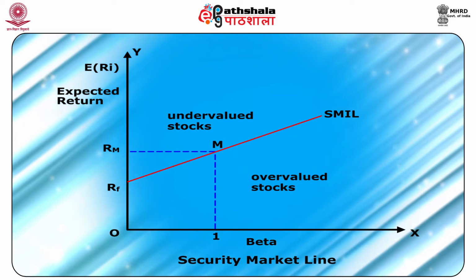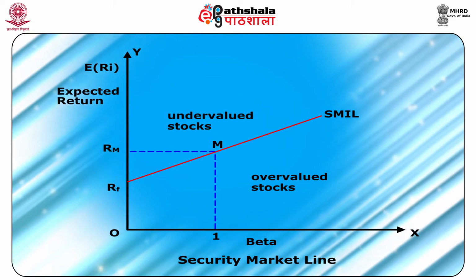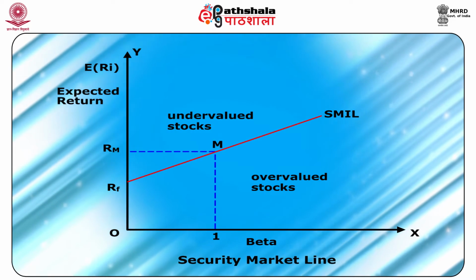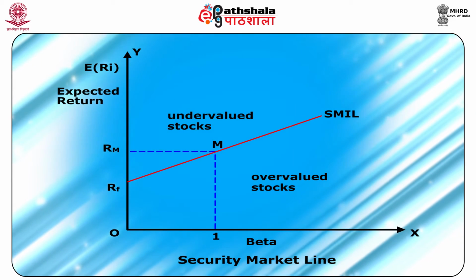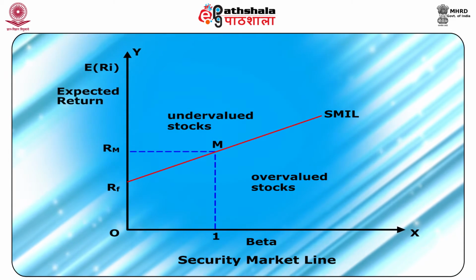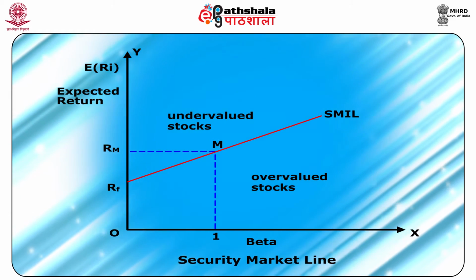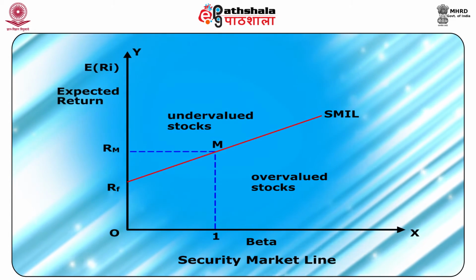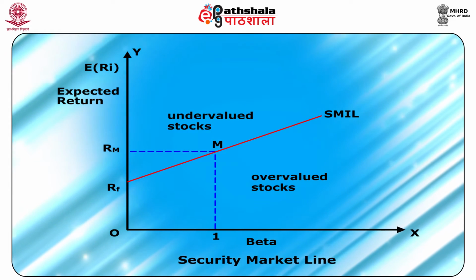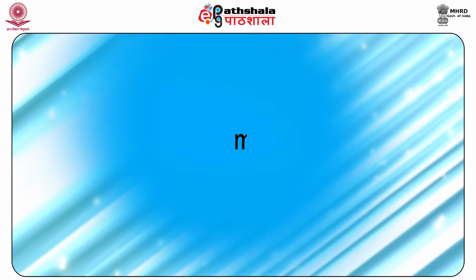SML forms the efficient frontier for the identification of undervalued and overvalued securities. The securities lying above the SML are considered to be undervalued, whereas those lying below the SML are considered to be overvalued. All the correctly priced securities lie exactly on the SML. The difference between the actual expected return and the fair return as per SML is called the security's alpha, denoted as α.